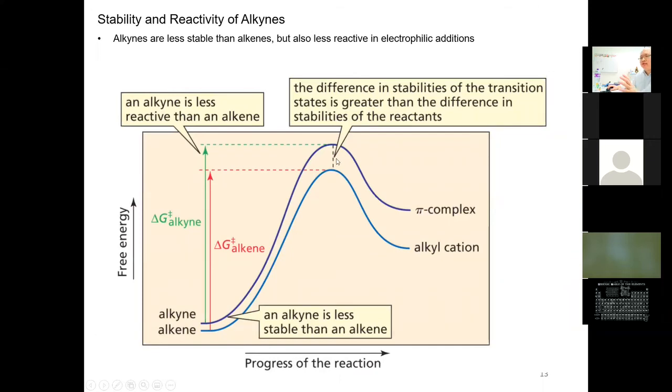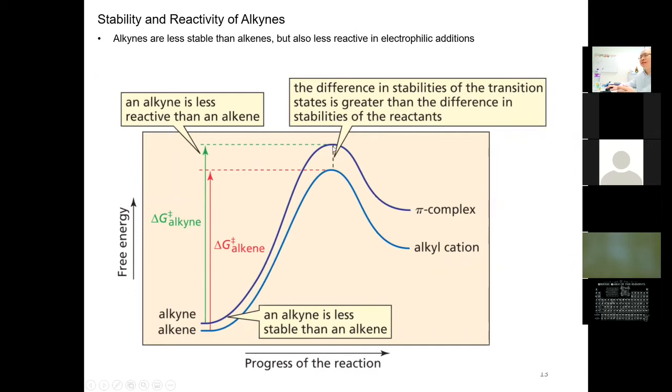Imagine a simple calculation. If the transition states of these two were the same, then because the alkyne is less stable, it would be easier for the alkyne to reach the transition state. So the alkyne would be more reactive in the addition reaction. But this is not the case.